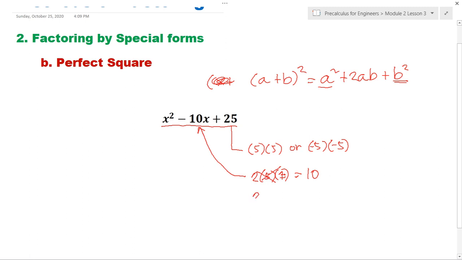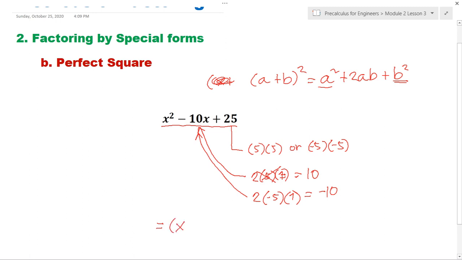So, let's try. It must be that the second term should be twice the factor of the last term, so negative 5, times the factor of the first term, which is 1. Therefore, the answer is negative 10. So, it satisfies our middle term. Therefore, yung factor pala natin for perfect square is just x.